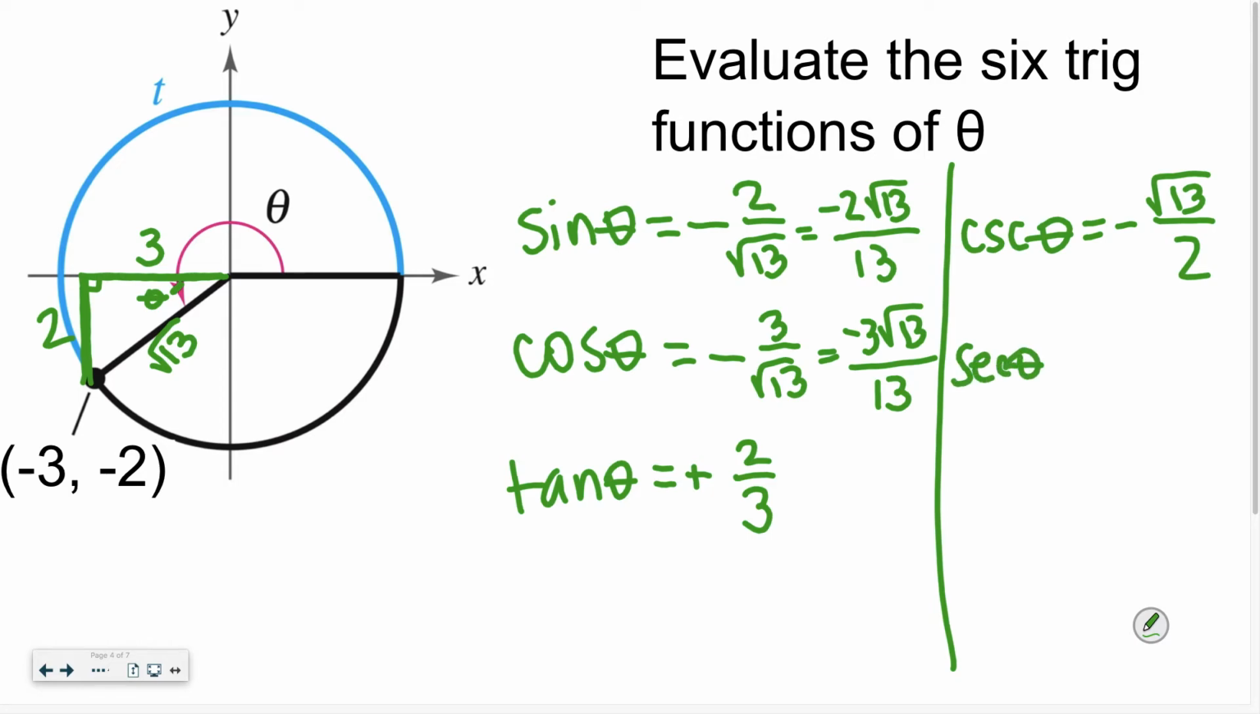For our secant ratio, same thing. Let's flip this one. Negative radical 13 over 3. And then our cotangent ratio is going to be a positive 3/2.